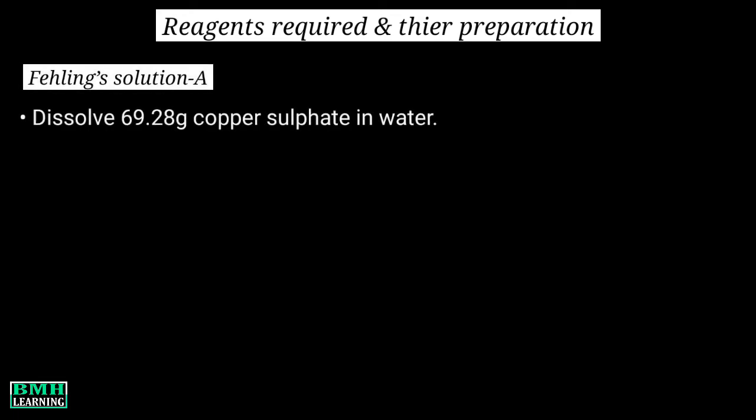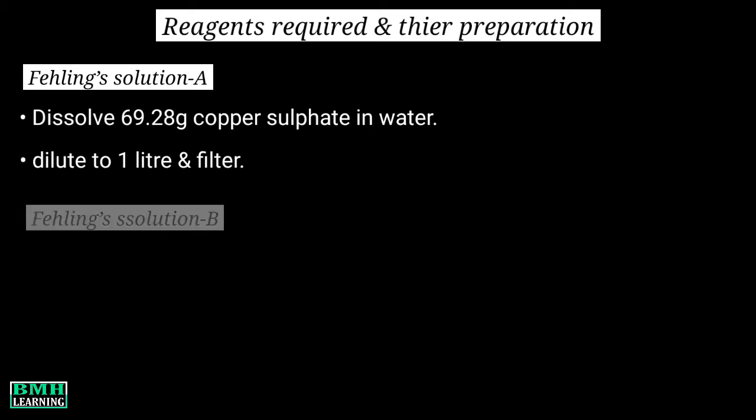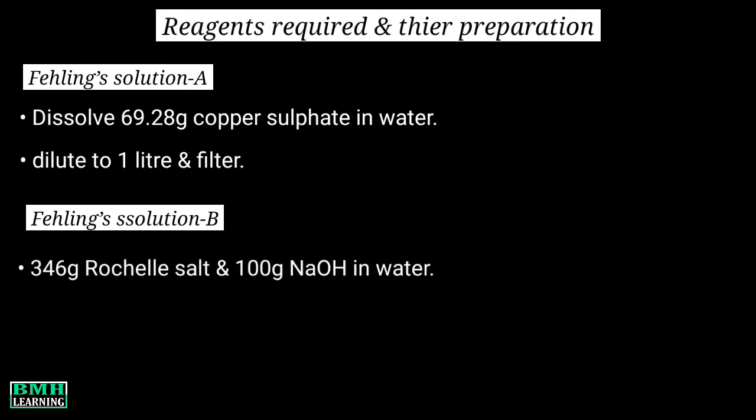Reagents required and their preparation. Fehling's solution A. Dissolve 69.28 gram copper sulfate in water. Dilute and make the volume to 1 liter and filter. Fehling's solution B. Dissolve 346 gram of Rochelle salt and 100 gram sodium hydroxide in water. Make volume to 1 liter.